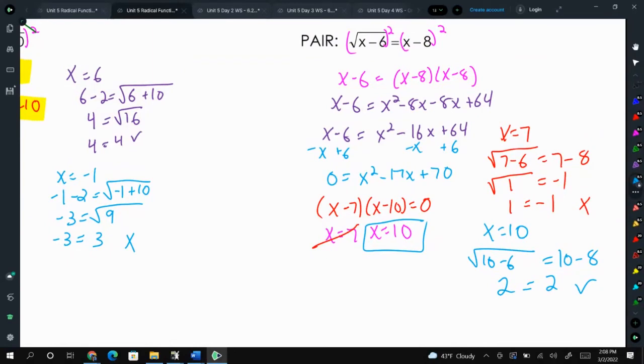All right, so you can see what we have here. Go ahead and check your work against mine. You'll see that x equals 7 and x equals 10 were my original solutions. But once I checked them, x equals 7 did not work. So that means that is an extraneous solution. X equals 10 is the only one that works.